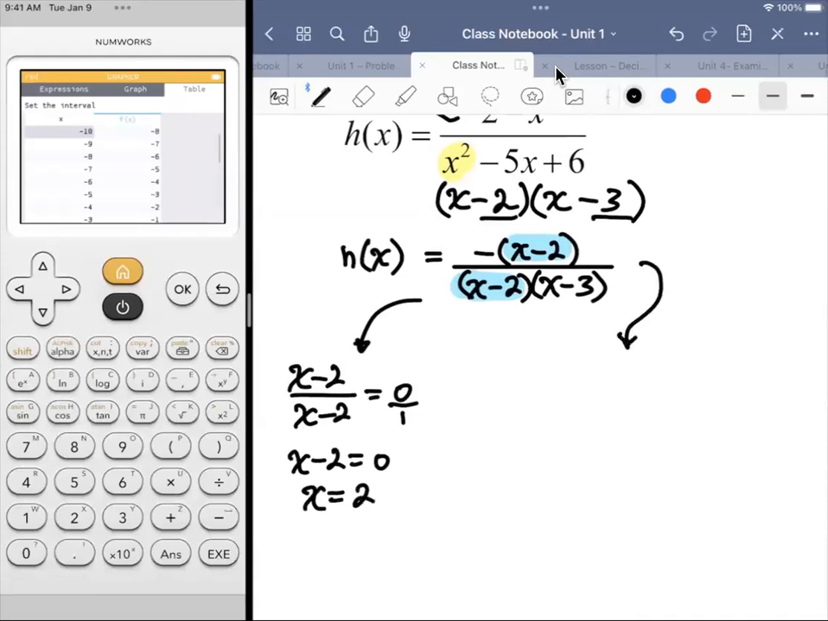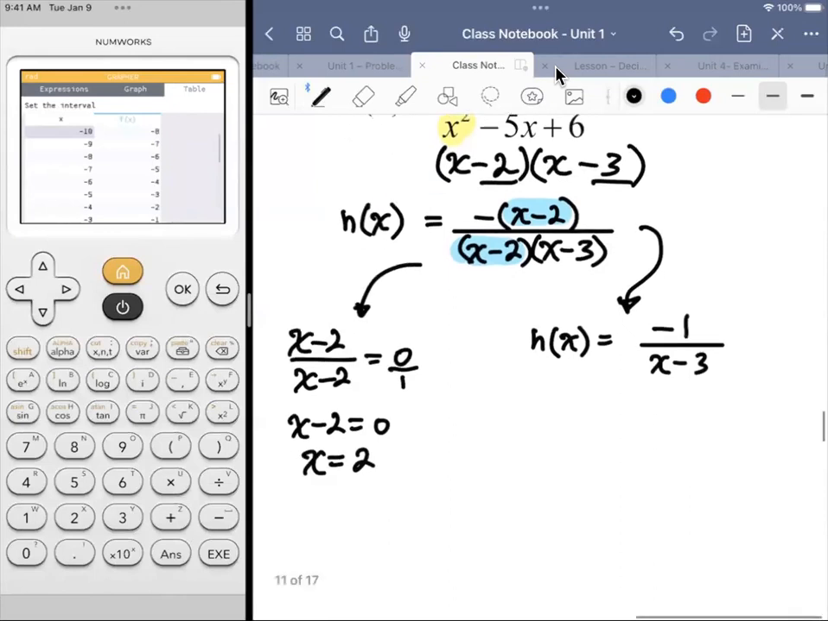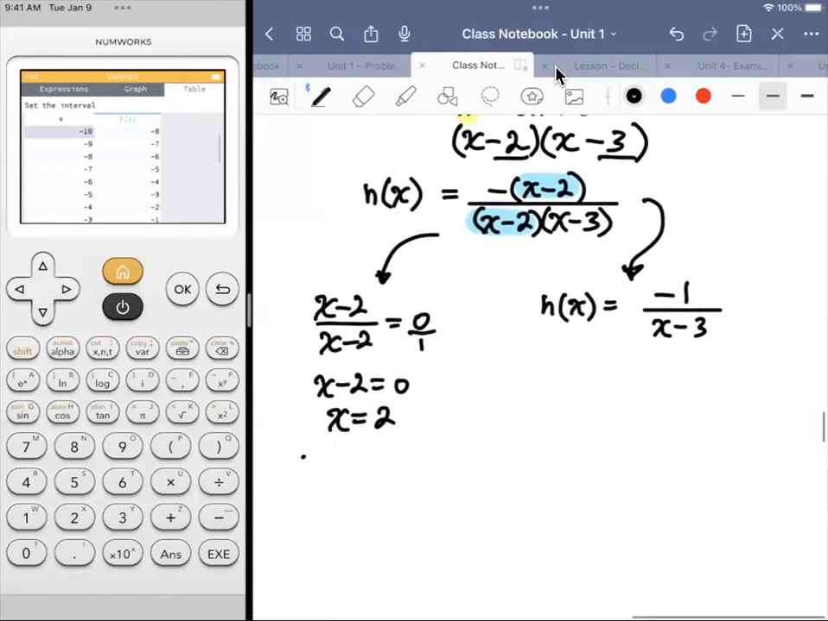Then, assuming that I've extracted the x minus 2 over x minus 2, I'm left with just h of x equals -1 over x minus 3. So now, to find the y value of the hole, I'm going to find in my h of x function a 2, plug in a 2 for x, -1 over 2 minus 3, which is -1 over -1, which is a +1. So I have a hole at 2, 1.